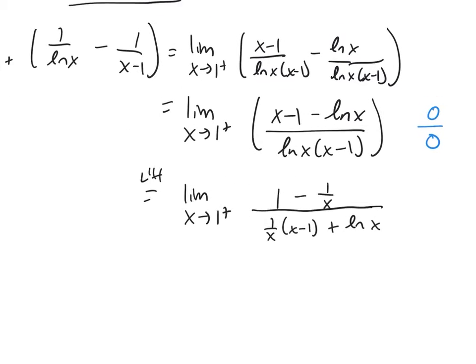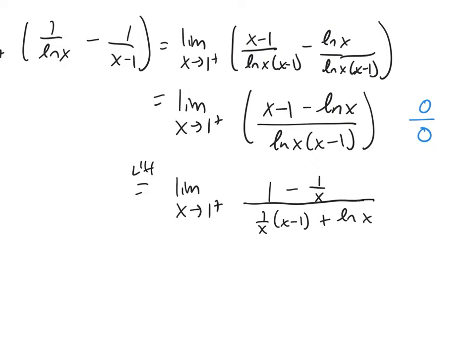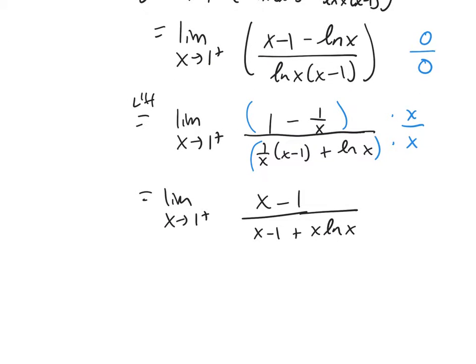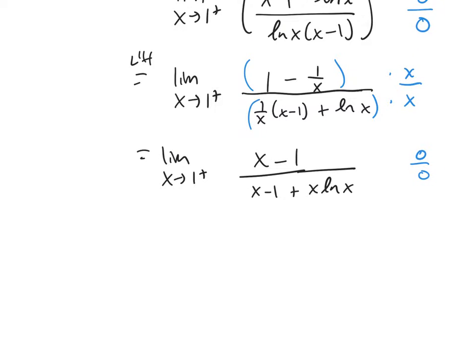So let's first get rid of our fractions. I'm going to multiply by x on the top and bottom. So I'm essentially multiplying by 1, so I'm not changing anything. I'm going to get x minus 1 on top, and if I distribute the denominator, it'll be x minus 1 plus x ln x. If I plug in 1 into this, you're going to see that you still get 0 over 0. So let's use L'Hopital's rule again.